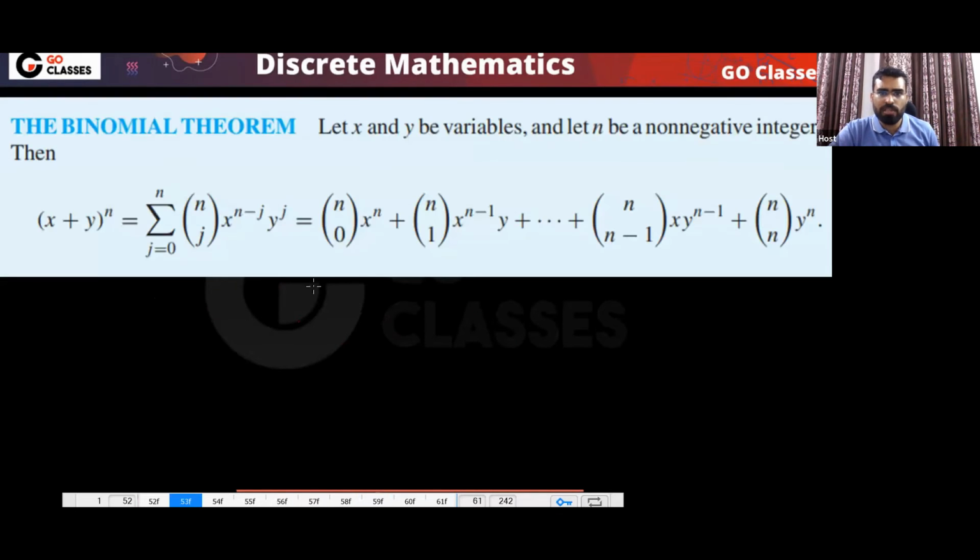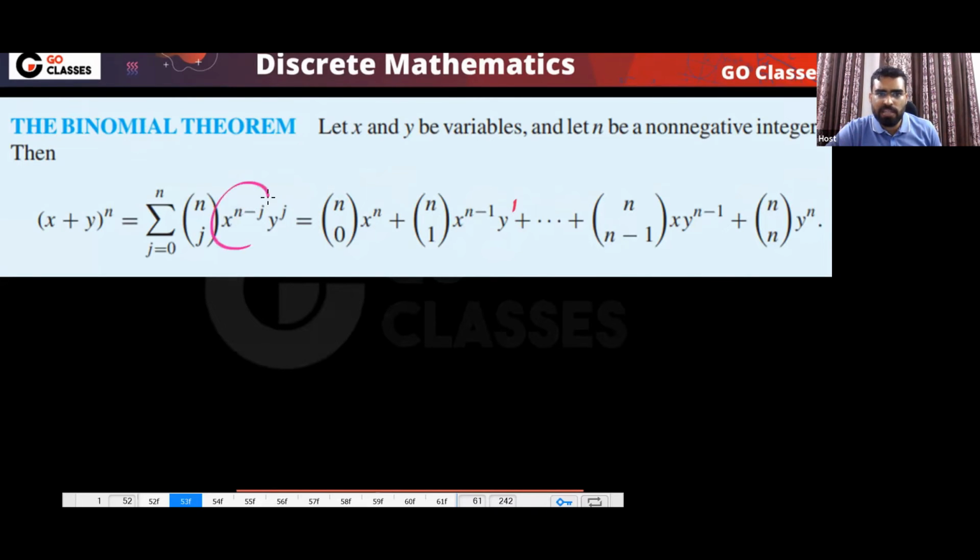So this is your binomial theorem. Isn't it simple? (x plus y) power n: just decide who will give you y power 0, so nC0. Who will give you y power 1? nC1. y power 2? nC2. y power n minus 1? nC(n minus 1). y power n? nCn.